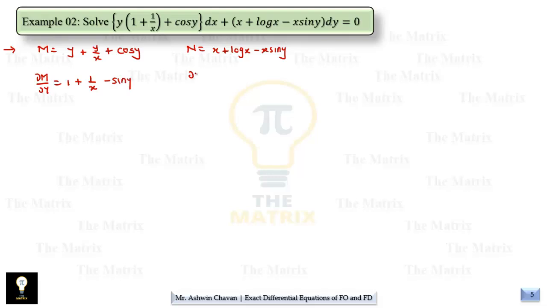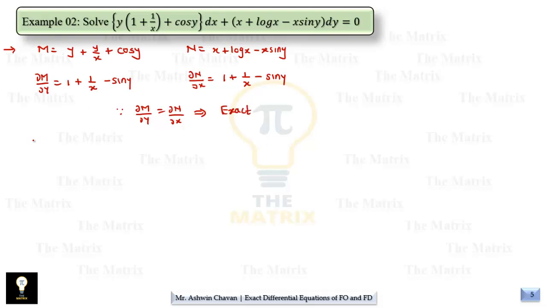Whereas the derivative of N with respect to x is 1 plus the derivative of log x, which is 1 by x, minus sin y is constant and its derivative with respect to x is 1. So you can see these both are equal. Therefore, dou M upon dou y and dou N upon dou x are equal, which implies that the differential equation is exact.